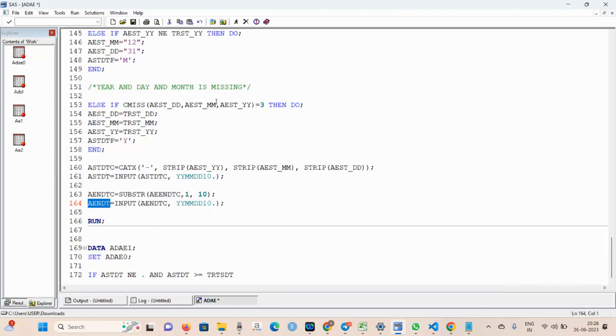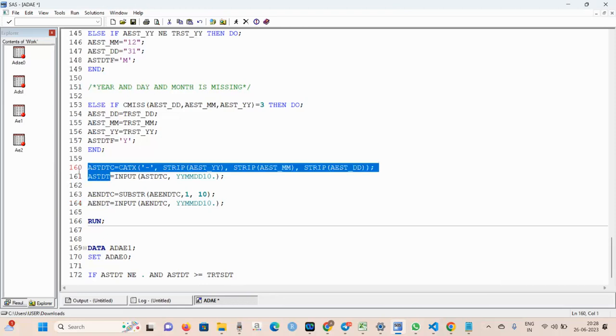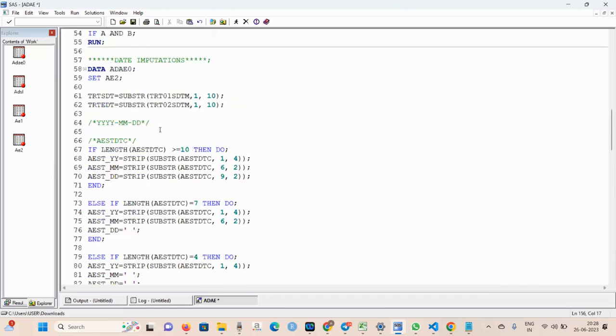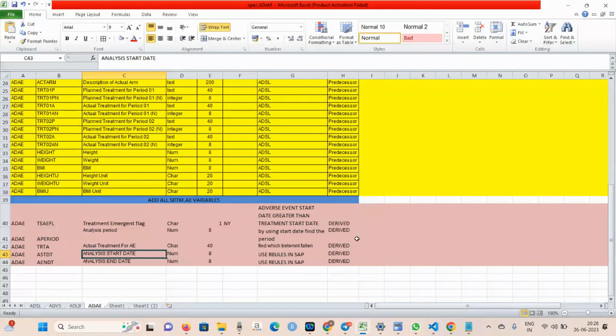But if you have partial dates and you do all the imputations, they usually will be populated as AENDT or ASTDT. You understand, right? So there's a difference. In the interview, they will ask you in ADaM which date you will consider, AESTDTC or AESTDT, because you also consider it as per the specification.